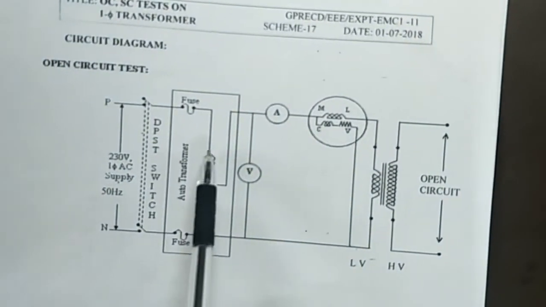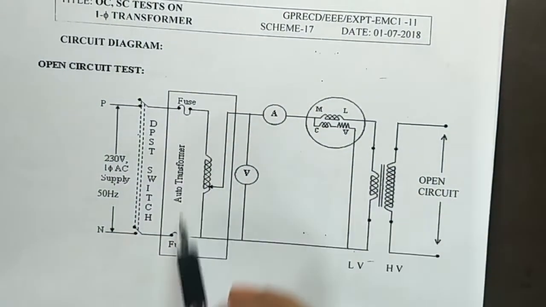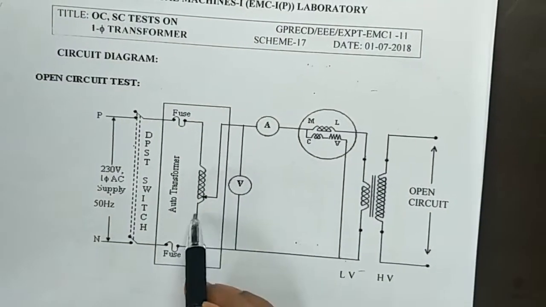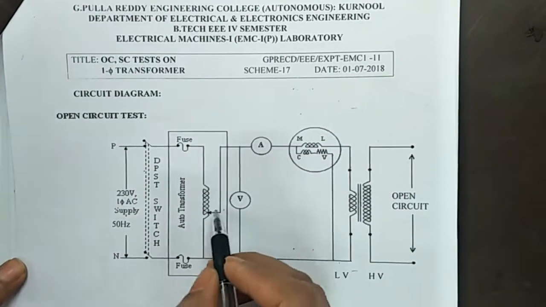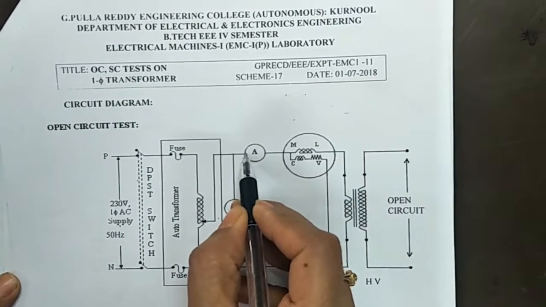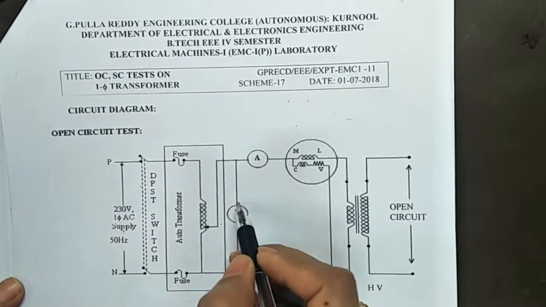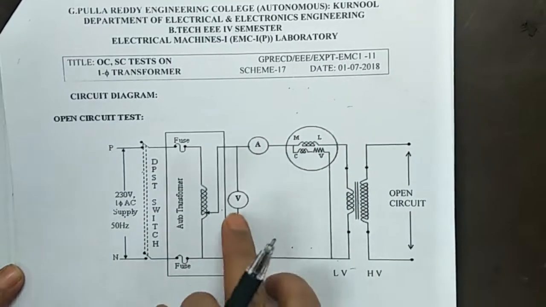Today we will discuss the short circuit test and open circuit test on a single phase transformer. If you go to the circuit diagram, you can see that the phase terminal is connected to the auto transformer. Neutral is connected to the other terminal of the auto transformer, and from the auto transformer output, one terminal is connected to the ammeter common, and the other is connected to the voltmeter common terminal.